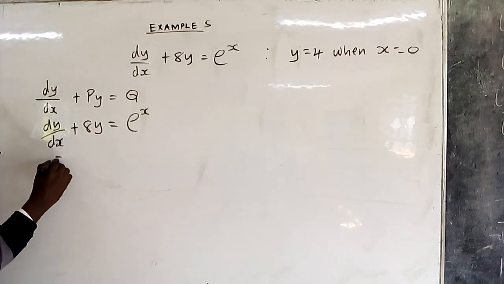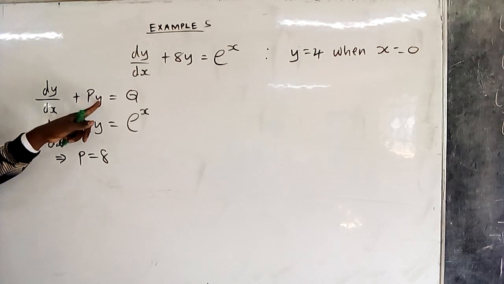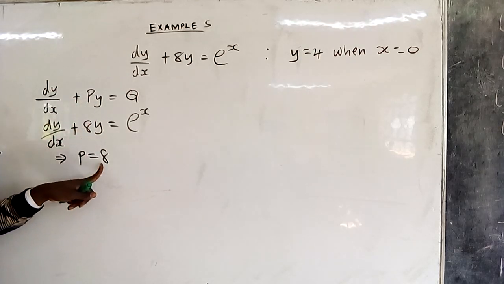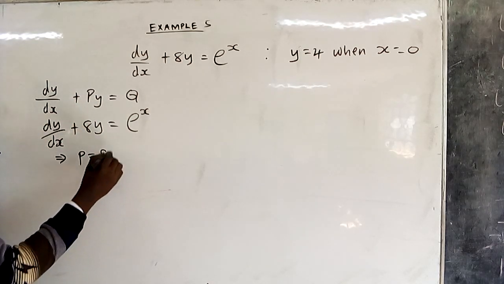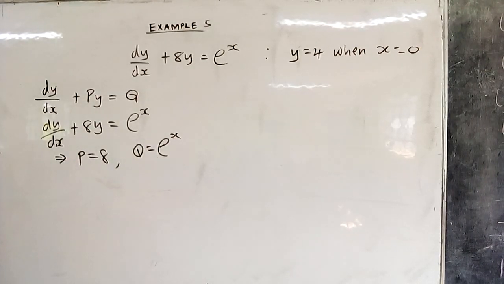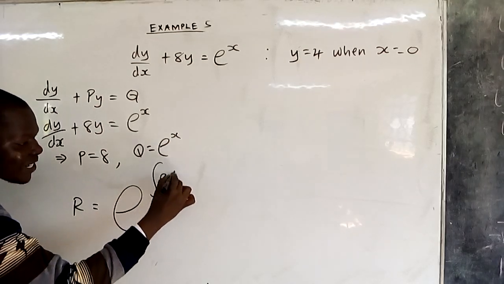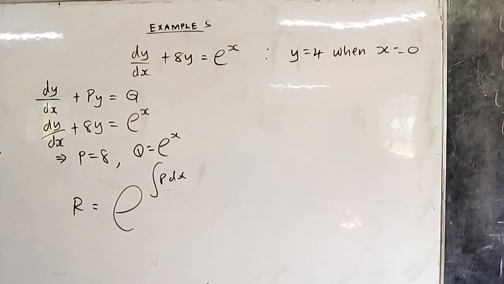So from here you can clearly see that p is equal to what? Because it is py, meaning p is 8. And you can clearly see that q is e^x. So how do we solve a linear first order ODE? The first thing is to get r, isn't it? What was r? R was given by the exponential of the integral of p dx. Can you recall that? Yes. When we were solving the linear first order ODE, r is the exponential of the integral of p dx.